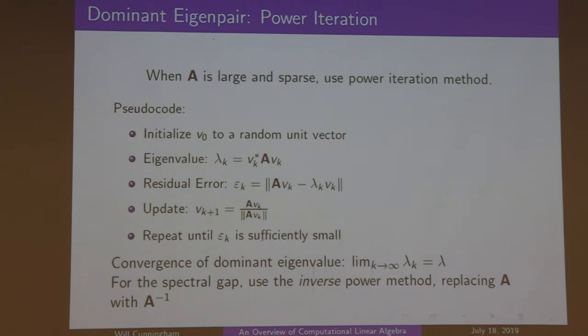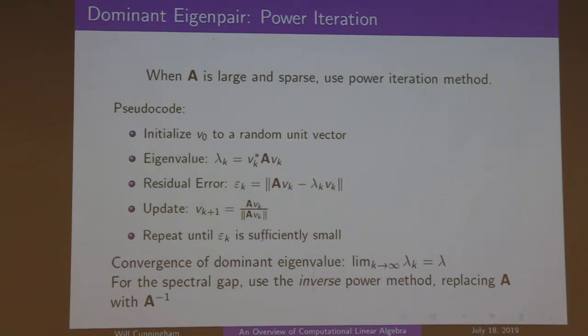Yes? This seems like a general method that would be applicable to any matrix. Why should it be sparse? It should be sparse because of these matrix operations. They will be very fast and converge fast if you're not doing many operations, right? Sure, you can do it with a dense matrix, but it might be more efficient to use another method. Yeah, good.